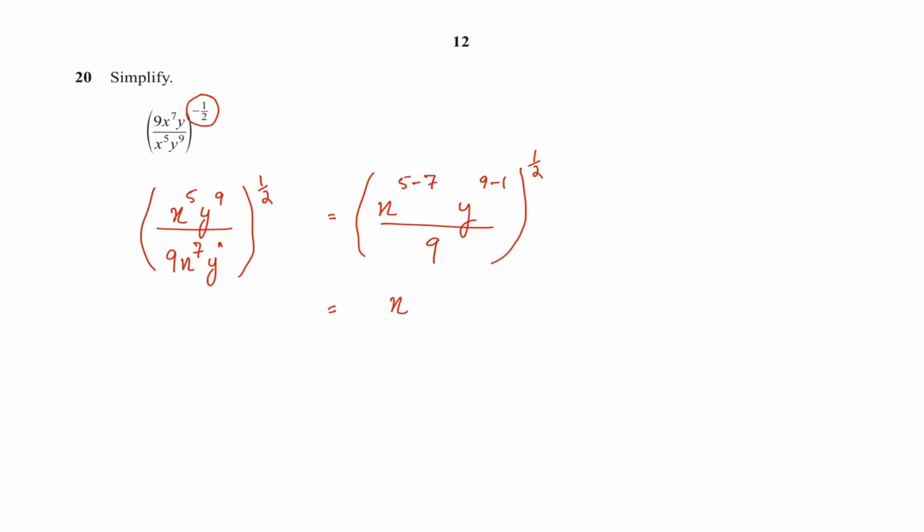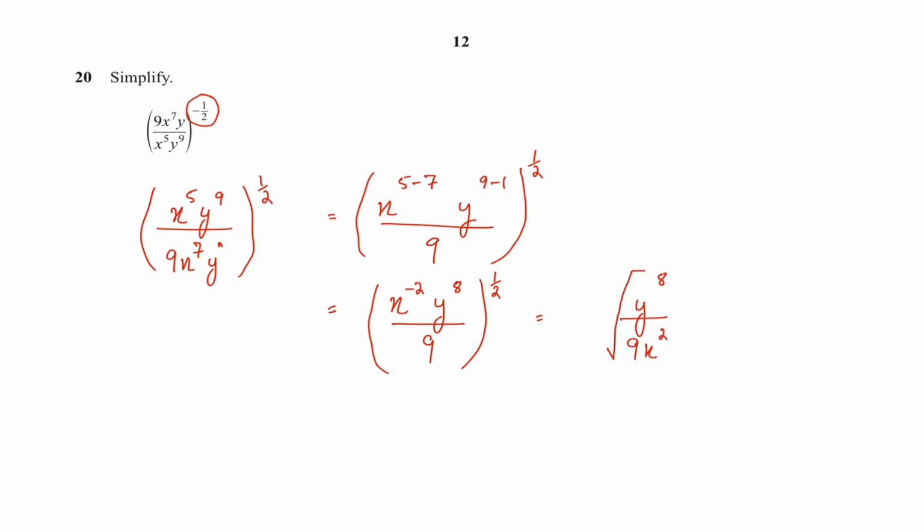So 5 minus 7 is going to give me minus 2. 9 minus 1 is going to give me 8. And then we still have 9 in the denominator. And the whole thing is still raised to the power half, which means we're going to take the square root of it. Now before we take the square root of it, let's turn x power minus 2 into positive, and we can do that by simply sending it in the denominator.